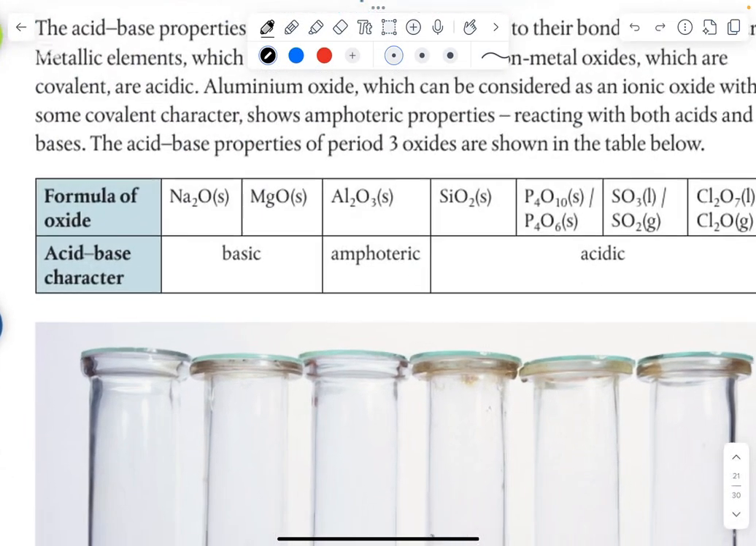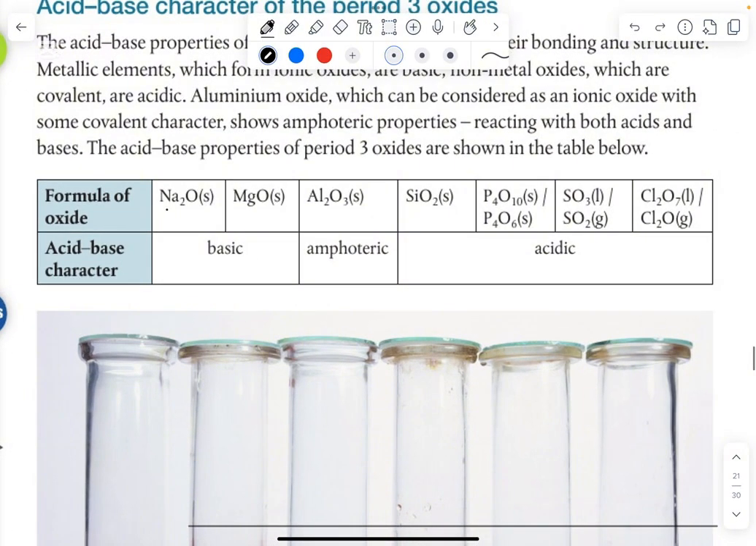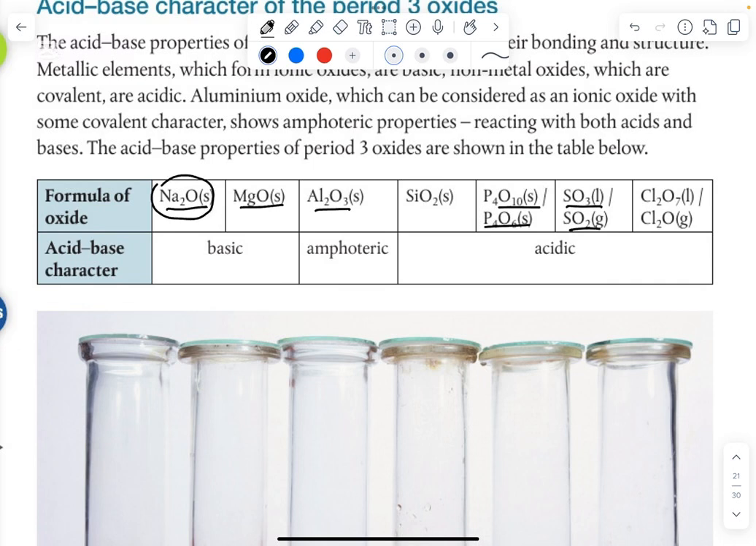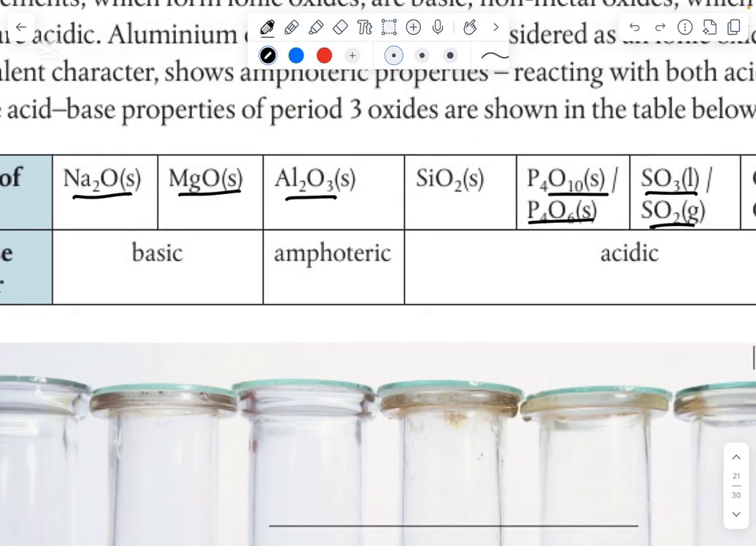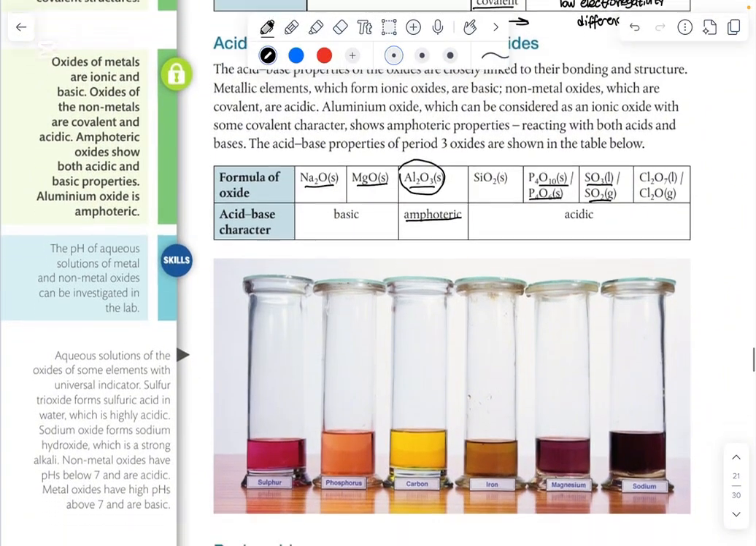We can move on to the acid-base character of the period 3 oxides. So, generally, what do you see over here based off the bonding? As you can see, the more ionic character displayed makes a substance more basic, and more covalent makes it more acidic. What about aluminium oxide? What is amphoteric? We're going to talk about that in a bit.